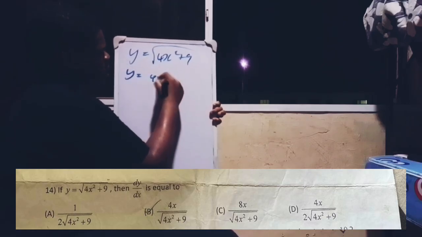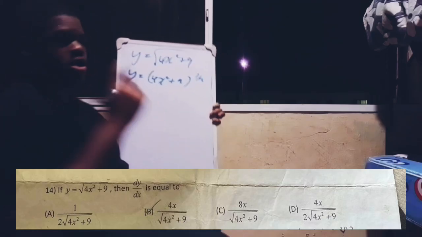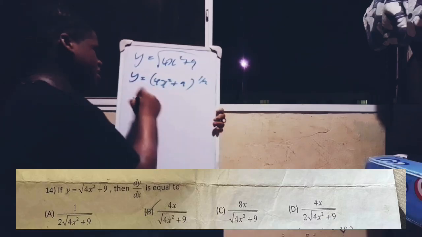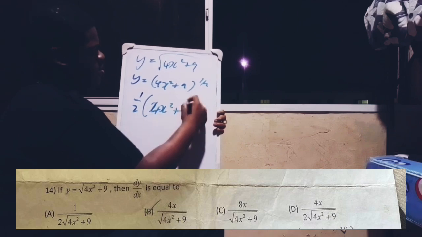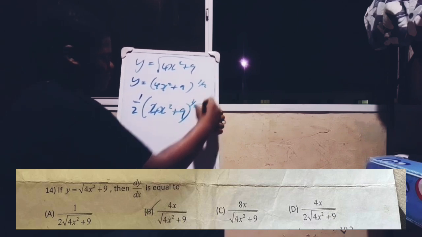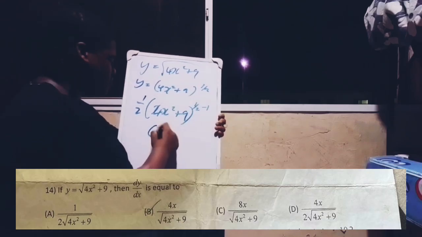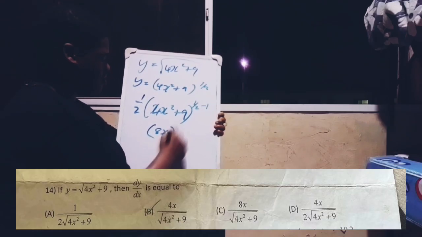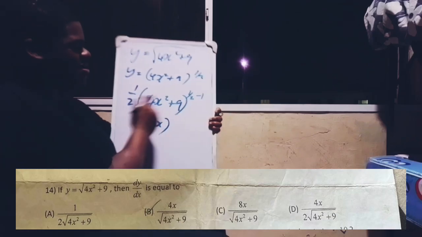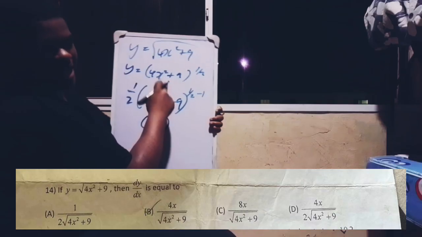y is equal to 4x squared plus 9 to the power of half. Write indices, don't forget this one. Bring down the power. Subtract it by 1. Multiply by the derivative of the inside. The derivative of the inside is equal to 8x plus 0. That is 8x. So bring down the power, subtract it by 1, multiply by the derivative of what's inside.